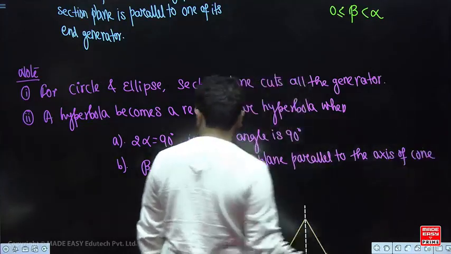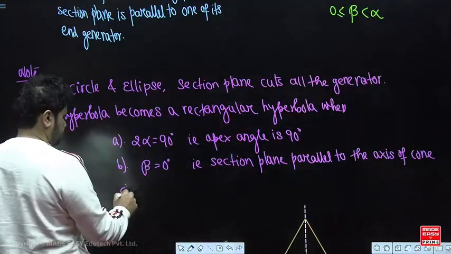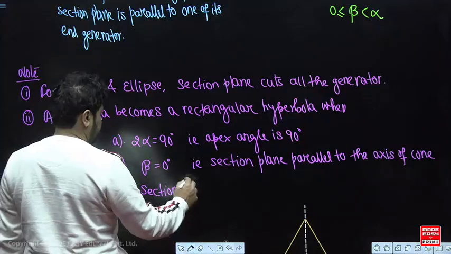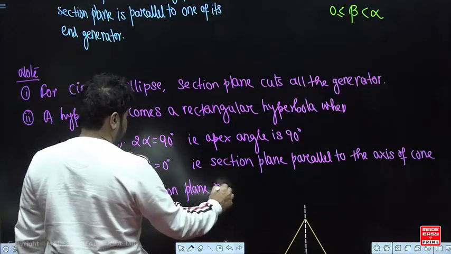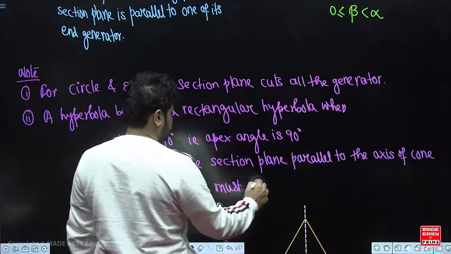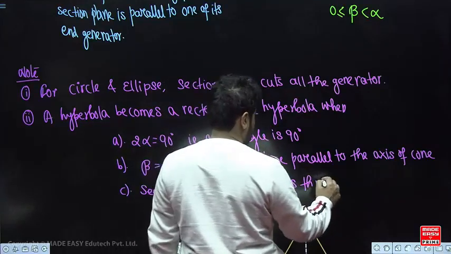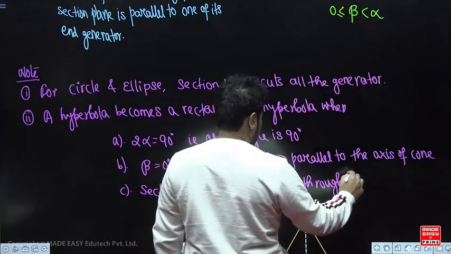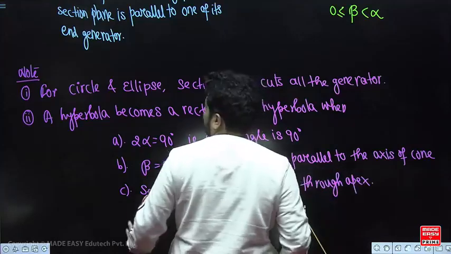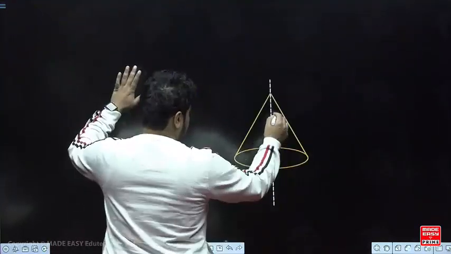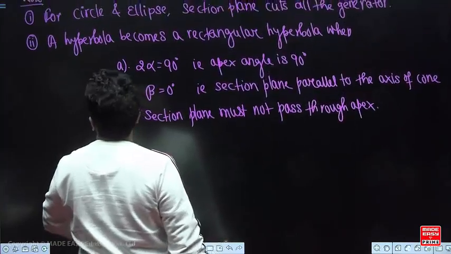And third, the section plane must not pass through the apex. Right. So these are the conditions. So let us see an example. I will show you.